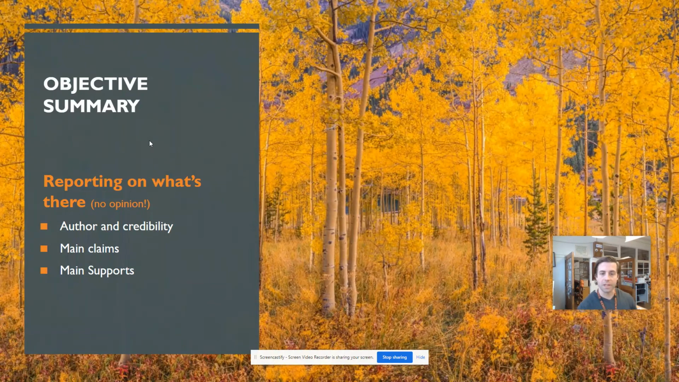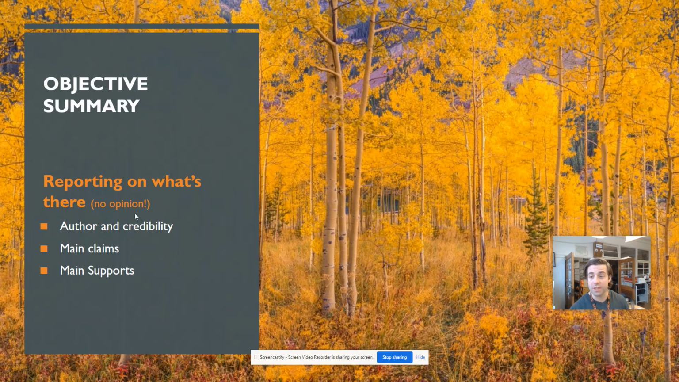Okay, last thing I want to talk about in this video is objective summary. And that's where we take a look at the author or the work as a whole and summarize it in a short little paragraph. And there's 3 things that I want you to include in this type of paragraph. State the author and kind of who they are, what their credibility is, what is their main claim, and how do they support it, right?